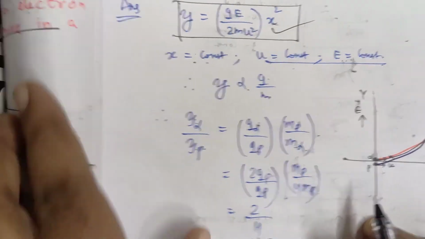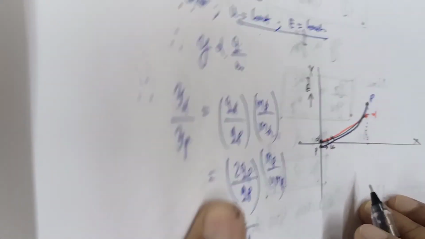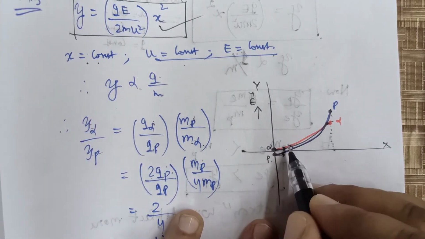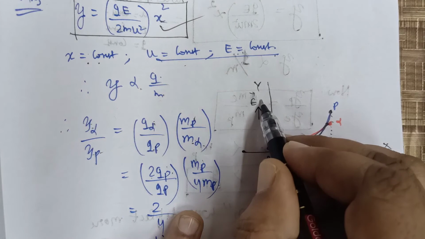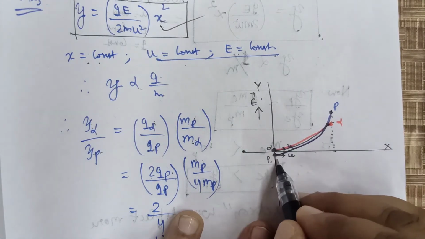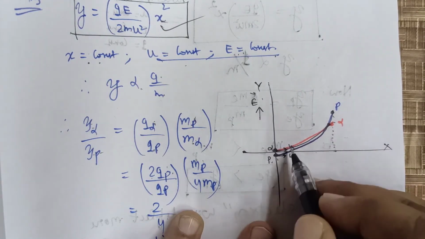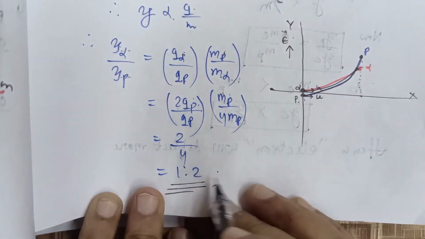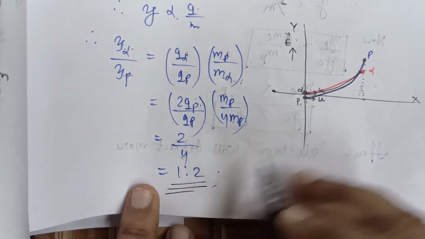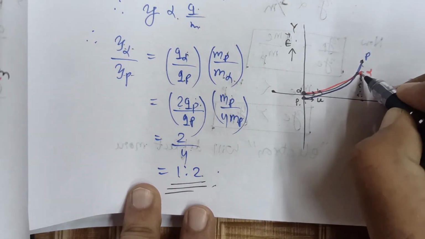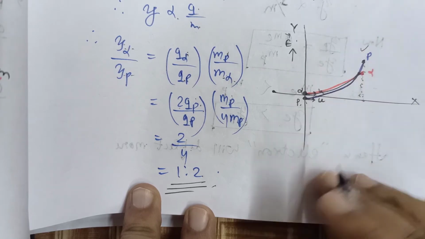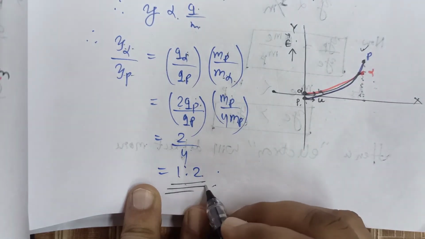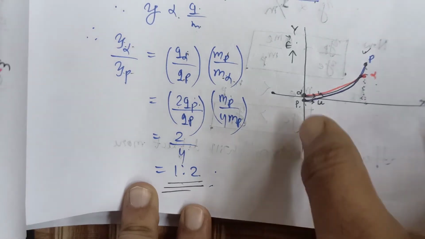If you explain this answer with your diagram, both the alpha particle and the proton start from the origin with the same initial velocity u. The electric field is in the y direction, that means both will describe a parabolic path. But your problem says alpha deflection is 1 unit and proton deflection is 2 units. That means alpha deflects less, and proton deflects double. Proton deflects more than the alpha particle, because your result is showing that. So this is the problem.